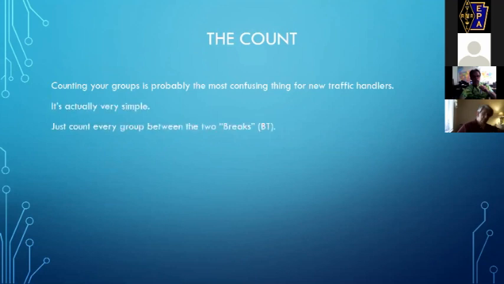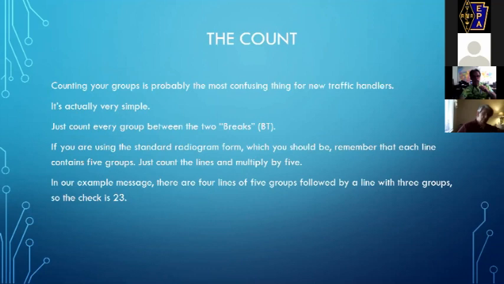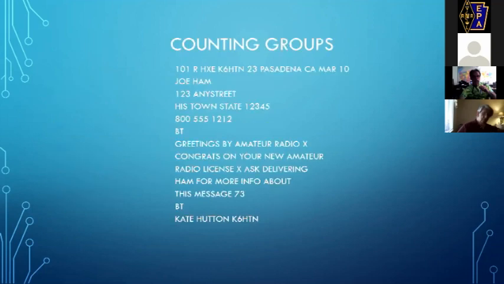It's actually very simple. Just count every group, every word between the 2 breaks in the message. If you're using the standard radiogram form, which I recommend you to do, each line contains 5 groups. Just count the lines and multiply by 5. In our sample message, there were 4 lines of 5 groups and a line with 3 groups, so the check is 23 for that message. You could see in the sample 4 lines of 5 groups, 1 line of 3, check is 23.